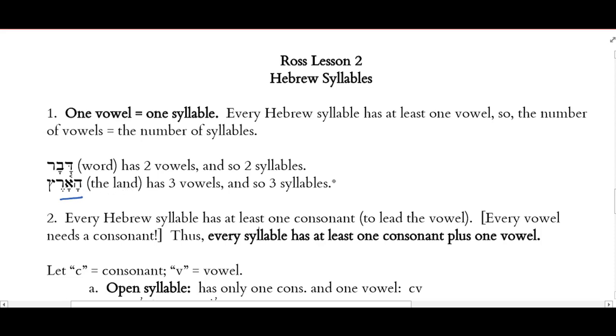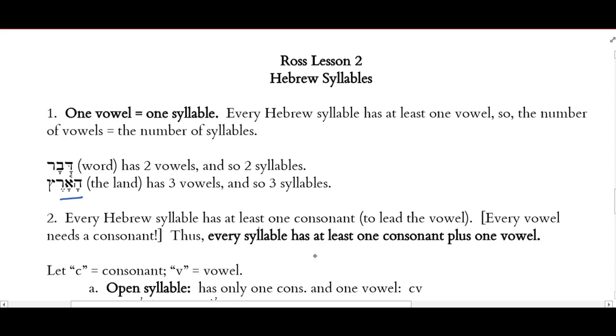Point number 2. Every Hebrew syllable has at least one consonant to lead the vowel. You're going to have a vowel to have a syllable, and wherever there's a vowel, there has to be at least one consonant in front of it, leading it, beginning the syllable. Every vowel needs a consonant. So every syllable in Hebrew then must have at least one consonant plus one vowel that is accompanied by that consonant.